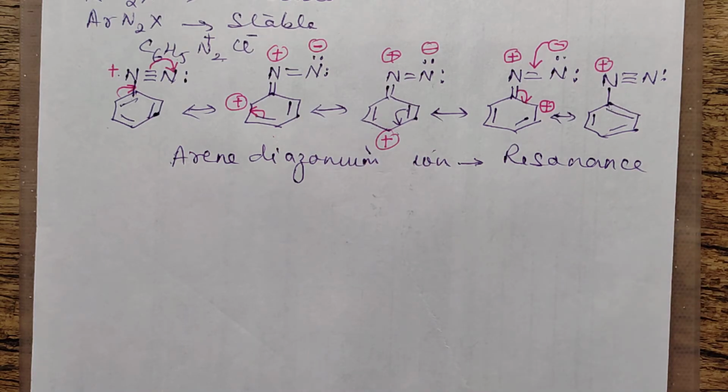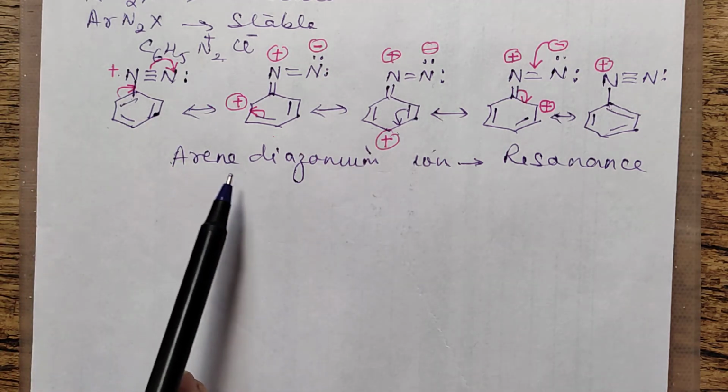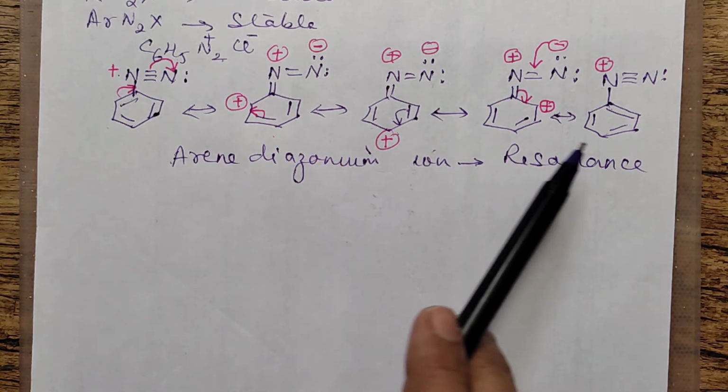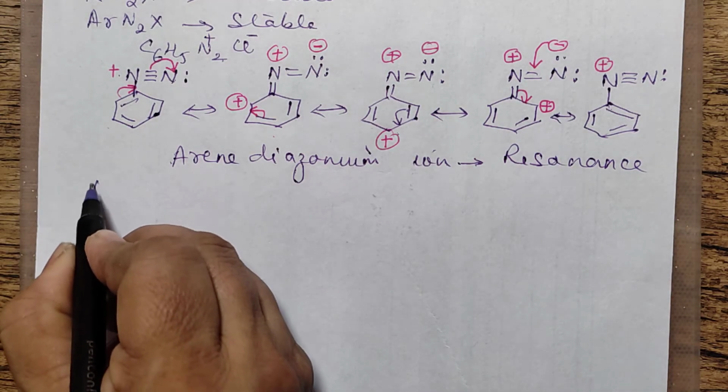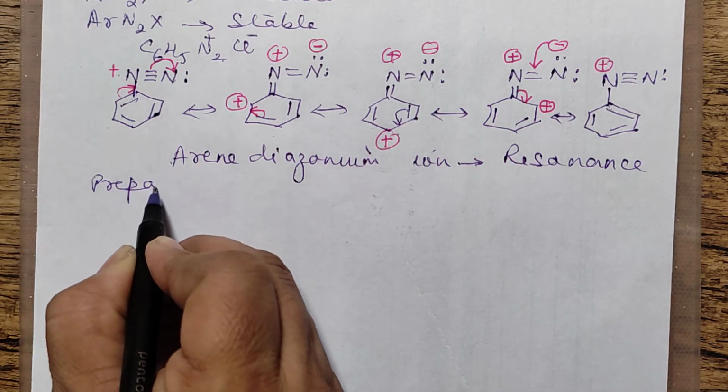So if you are asked, alkyl diazonium halides or salts are not stable, but aryl diazonium ones are more stable, what reason will you write? You will write because of resonance, and you are going to draw the resonating structures of the same. Fine. Now we will continue with preparation.